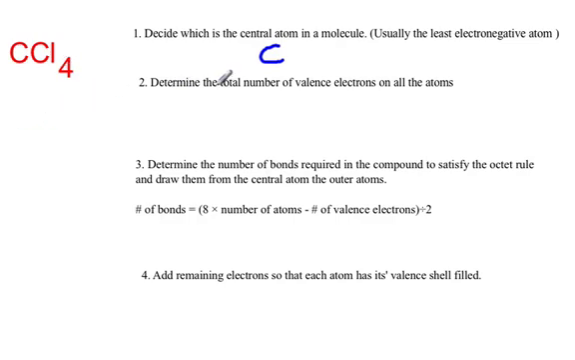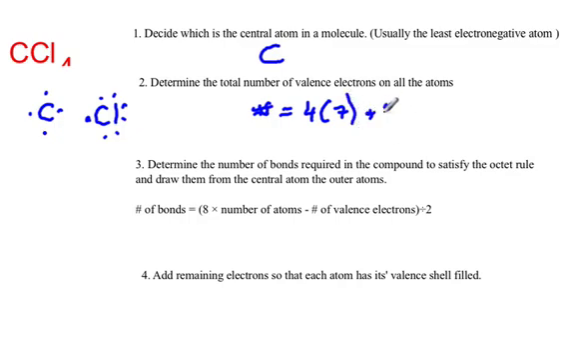And so we're going to determine the total number of valence electrons. Remember the Lewis dot structure for carbon. Carbon has 4 valence electrons and chlorine has 7 electrons in its valence shell. And remember, we identified that by looking at the periodic table and deciding what group it's in. So for the total number of valence electrons, we have 4 times 7 for the chlorines, plus the 4 valence electrons in the carbon. So this gives us a total of 32 valence electrons.